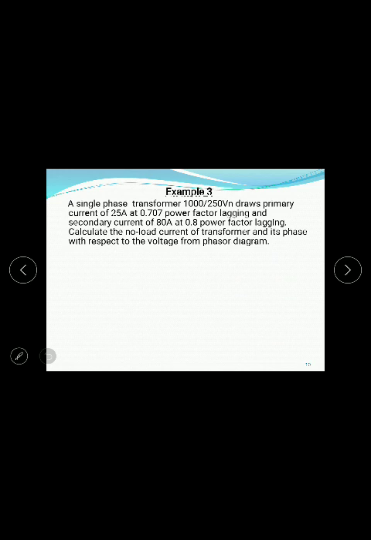So here, what they have given: single phase transformer 1000 volts by 250 volts draws primary current of 25 amps at 0.707 power factor. Here they gave the primary current, that means I1, and the power factor cos phi 1 is 0.707. From that we can calculate phi 1. Also secondary current I2 is given, that is 80 amps, and the power factor 0.8. From this we can calculate the no load current.